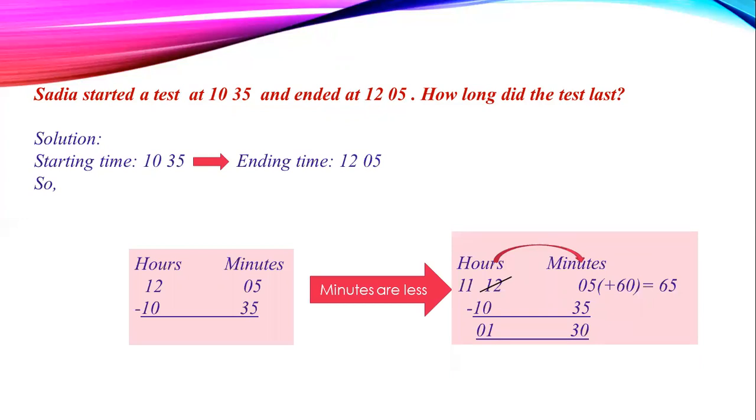60 minutes will be given to 5 minutes to make it 65. 1 hour has been given to minutes to make it 65 minutes. Now we are left with 11 hours and 65 minutes. 11 hours 65 minutes subtract 10 hours 35 minutes. We come to know that the test lasted for 1 hour and 30 minutes.